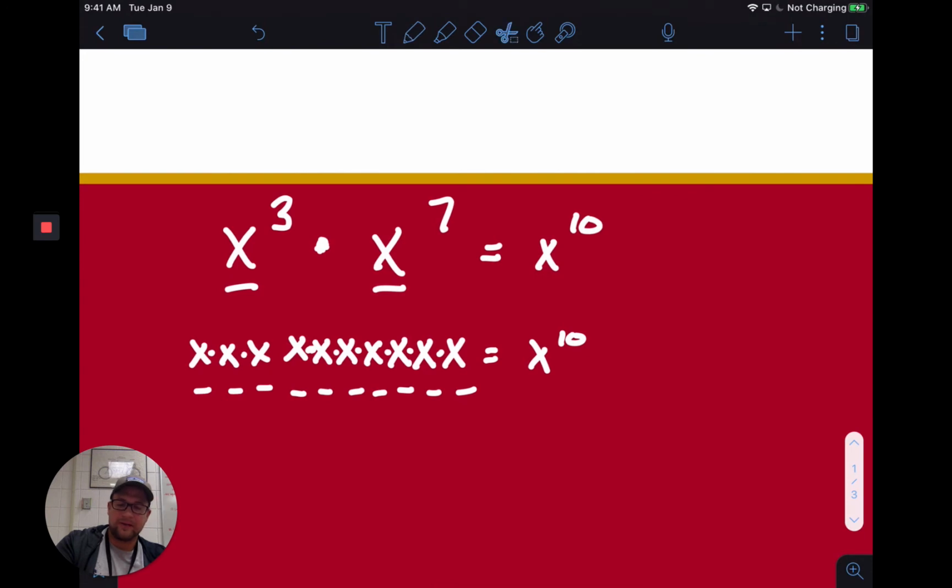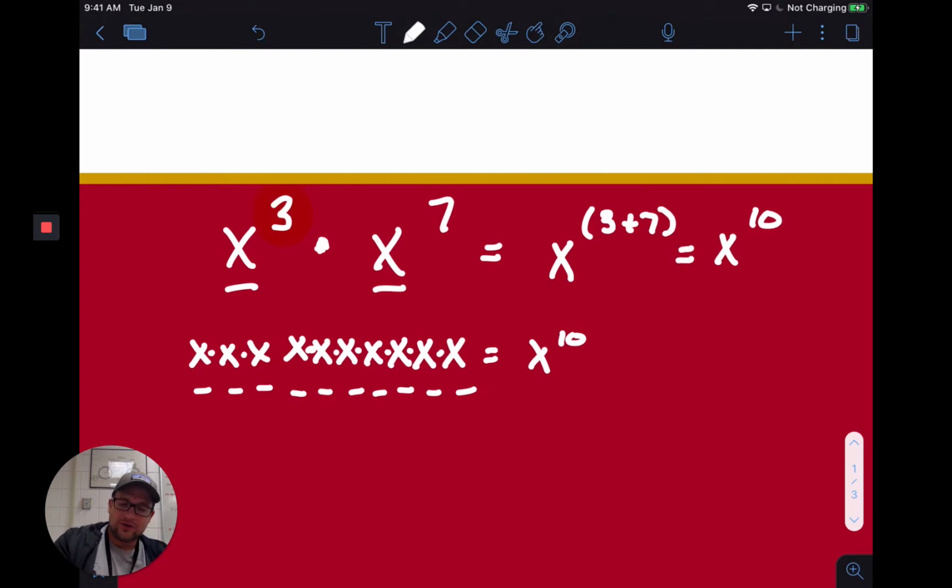Now, I want you to think about that from a little bit different lens here, because we don't always want to be breaking these down and writing them out. How can I get from an exponent of 3 and an exponent of 7 to an exponent of 10? And hopefully you're saying, well, you just add those exponents together. 3 plus 7 would give us 10, and we'd be done.